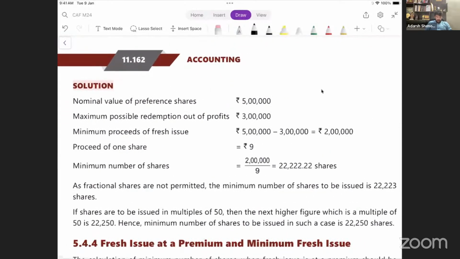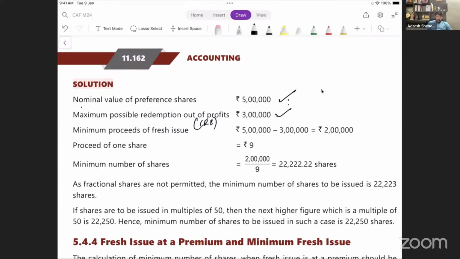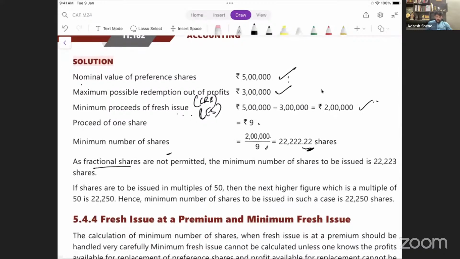You can see the calculation. You can write this down, but it is very simple. 5 lakh is the face value of the preference capital; nominal value means face value. Maximum possible redemption out of profits, that is CRR, is 3 lakhs, as they have said in the question. So the proceeds of fresh issue must be 2 lakhs. To calculate the total number of shares, 2 lakh divided by 9 gives 22,222.222.